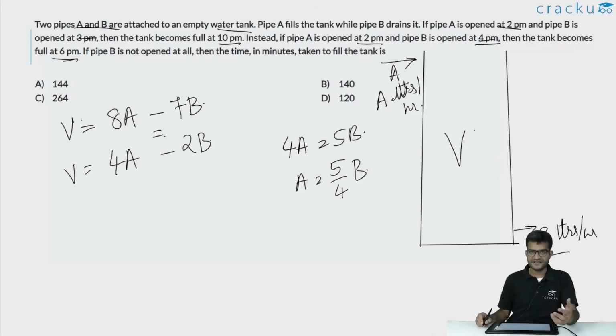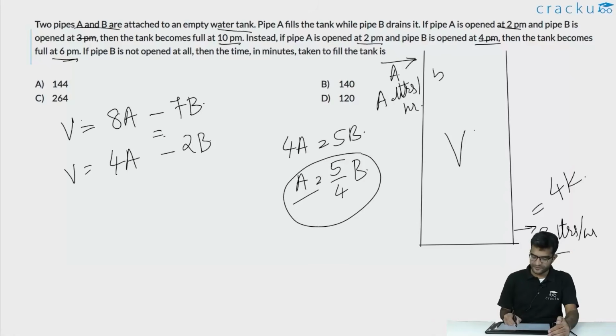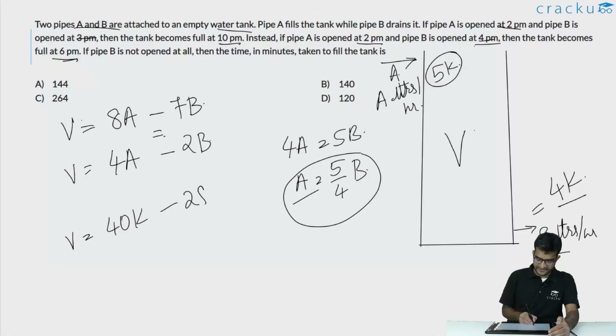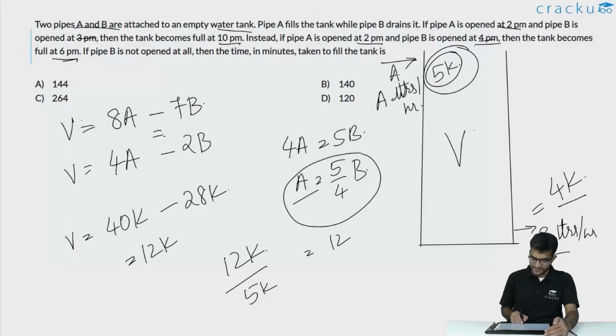Just to make things easy, let us assume that the value of B is equal to 4K for some constant K. That is, pipe B is emptying 4K liters every hour. So the value of A, which is 5 by 4B, becomes equal to 5K. So the volume of the tank is equal to 8A, which is 40K, minus 7B, that is minus 28K, which is equal to 12K. So the amount of time that it takes pipe A to fill the tank will be 12K divided by 5K hours, which is equal to 12 by 5 hours.